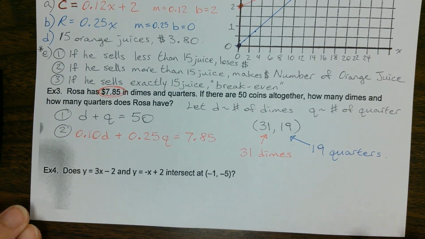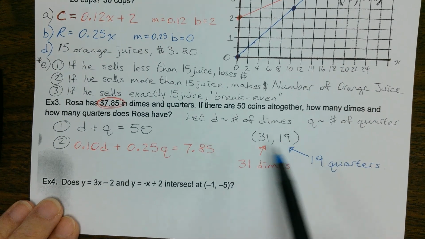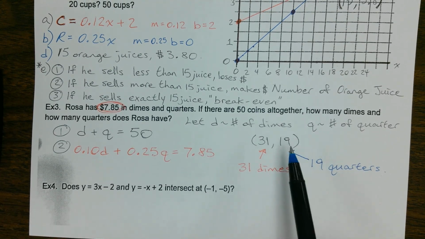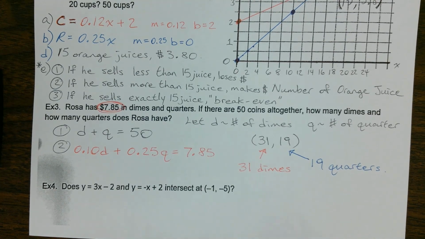Okay. So on the assignment tomorrow, I'm going to ask you, given the point of intersection, what does it mean in the context? You have to be able to say what each of the numbers represents. Okay. Last question. Do y equals 3x minus 2 and y equals negative x plus 2 intersect at this point?